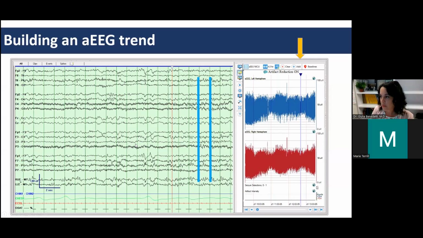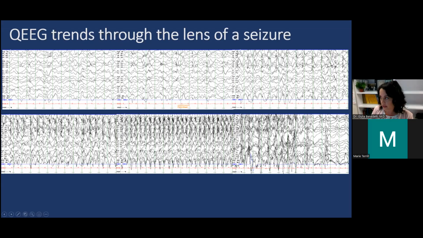To go through the other trends, I want to do it through the lens of what a seizure would look like on quantitative EEG, just to help solidify the concepts. This is an example. At Seattle Children's, we do right over left, which is not as traditional as how people typically view EEGs. So this is a bipolar montage, right hemisphere over left hemisphere.